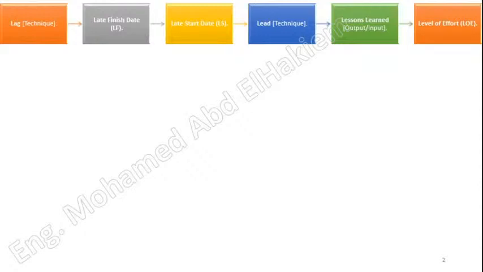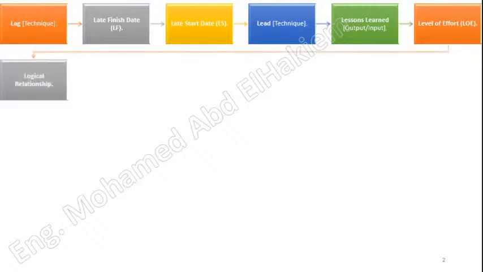Logical relationship. A dependency between two project schedule activities, or between a project schedule activity and a schedule milestone. The four possible types of logical relationships are finish to start, finish to finish, start to start, and start to finish.